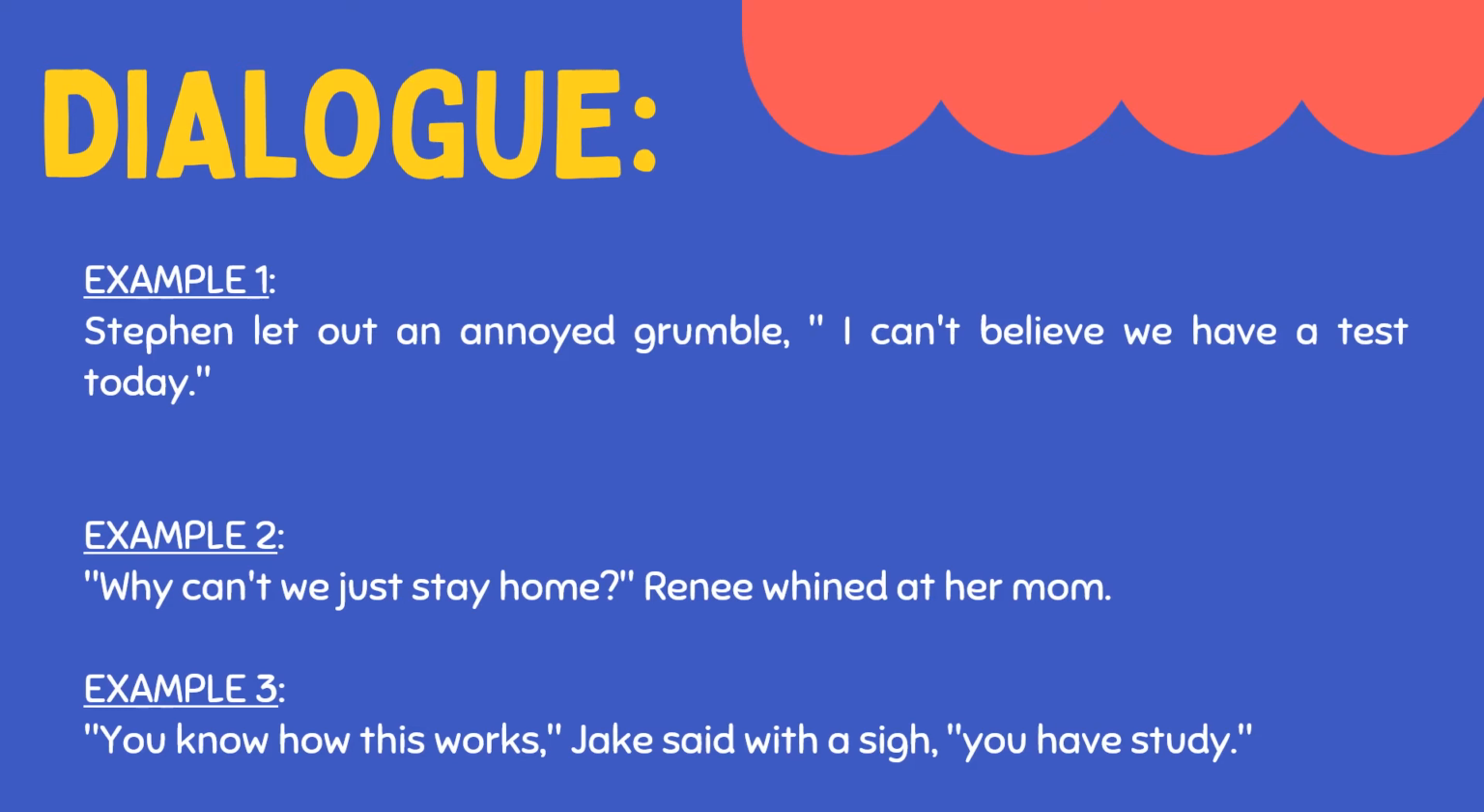Dialogue is always made up of a couple of parts. There is the actual piece of dialogue itself. I can't believe we have a test today. And then there's what we call the dialogue tag, which is the he said, she said part. Stephen let out an annoyed grumble. In this case, that's our dialogue tag. All right, we are tagging who's talking and how they said it.